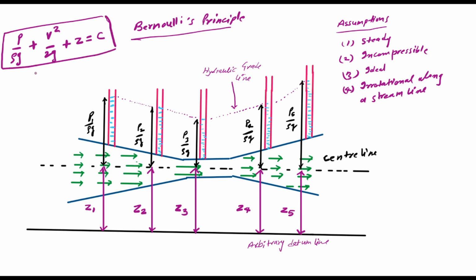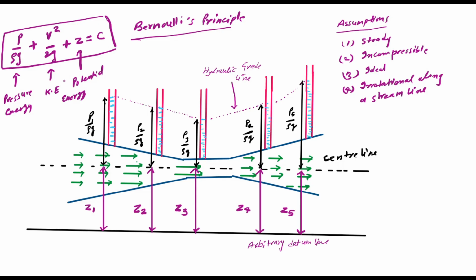This one is the pressure energy, this is the kinetic energy, and this is the elevation head, or elevation energy, or potential energy of the fluid, right? So this is the pressure P upon rho g. This is pressure energy. This is the kinetic energy. This is the potential energy.